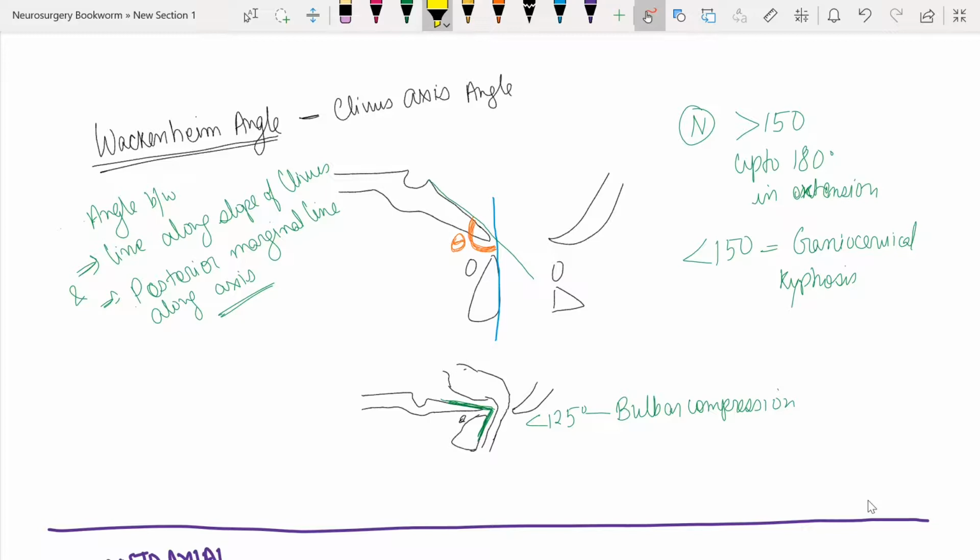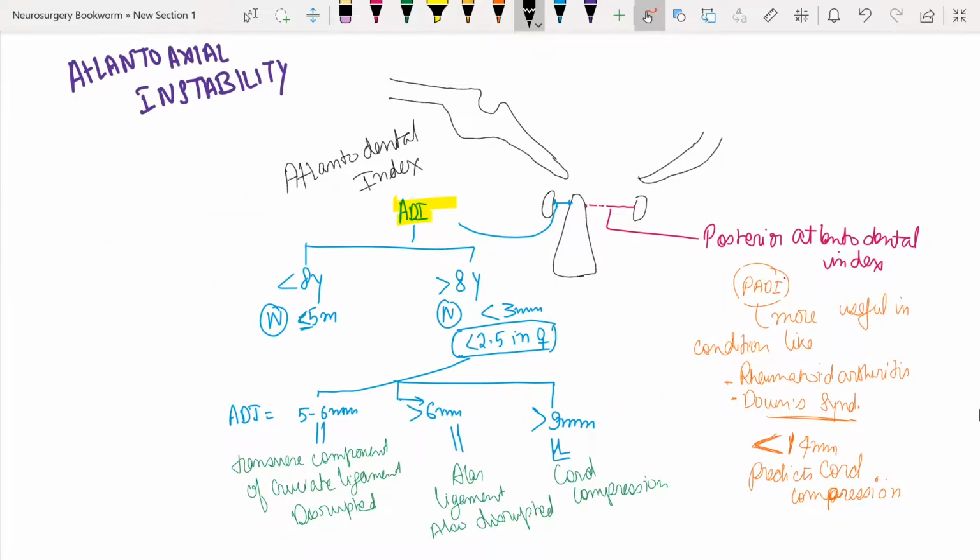And suppose if this angle is less than 125 degrees, then it is highly likely that bulbar compression is present. Now moving on to the next section, Atlanto-axial instability. One of the most common lines for Atlanto-axial instability is the Atlanto-dental index. It is a line drawn from the posterior edge of the atlas to the anterior margin of the axis, basically the anterior margin of the dens.